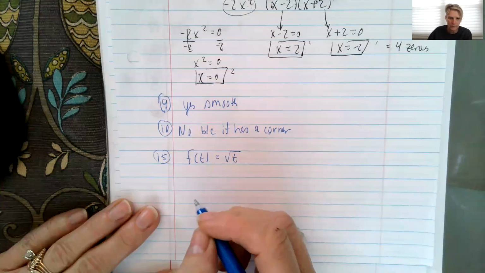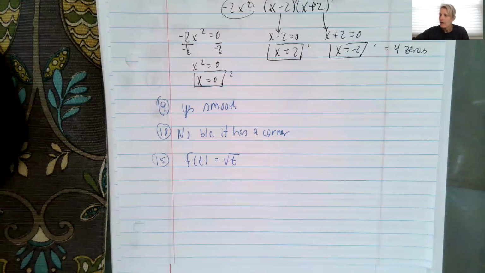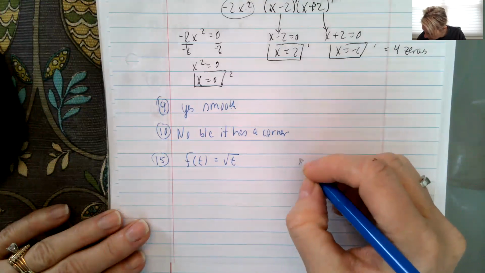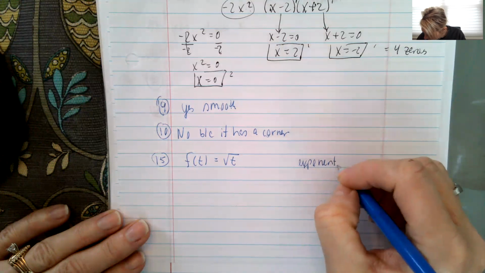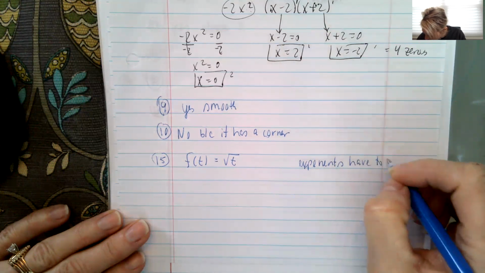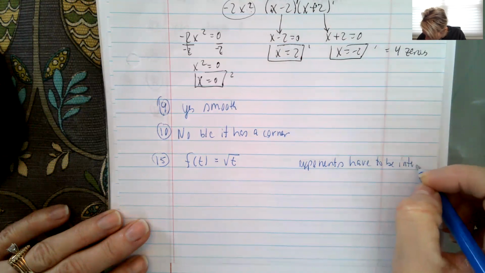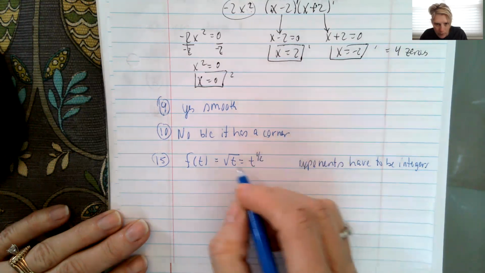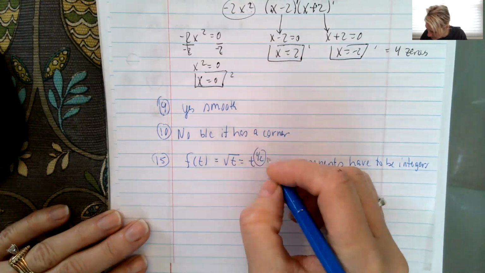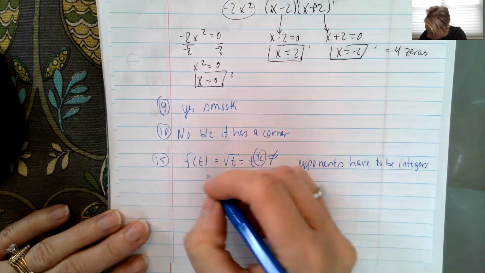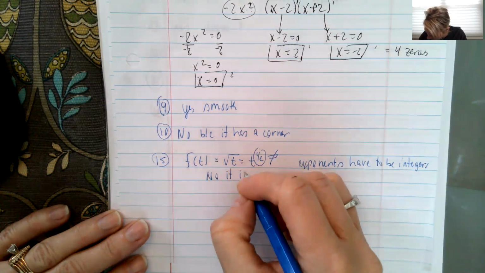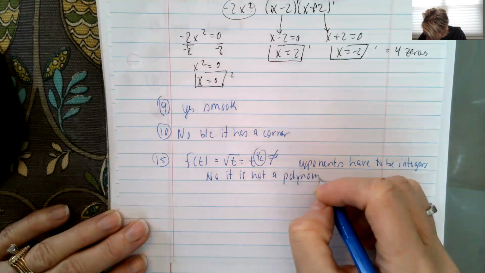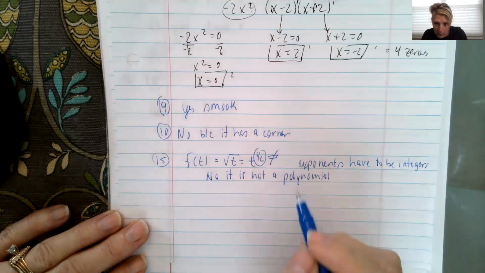15 is the function of the square root of t. So we have to go back to our definition of polynomial, because the exponents have to be integers, we said. And this is actually t to the 1/2. That's what the square root of t is. So this is not what we need. So no, it is not a polynomial, because it's a fractional exponent, so it's not an integer.